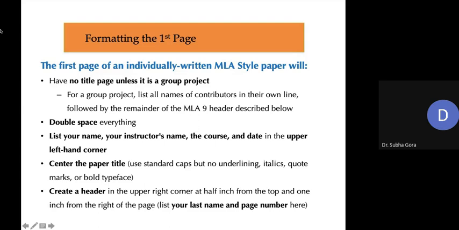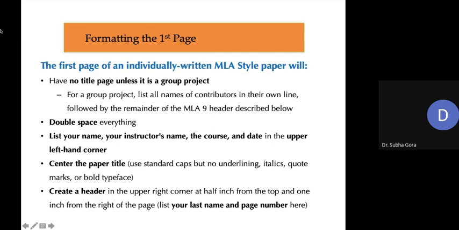In the upper left corner of the first page, list your name, your instructor's name, the course, and the date. Again, be sure to use double space text. As I have already mentioned, double space is the key. Again, double space and always center the title. Do not underline, do not italicize, or place your title in quotation marks.